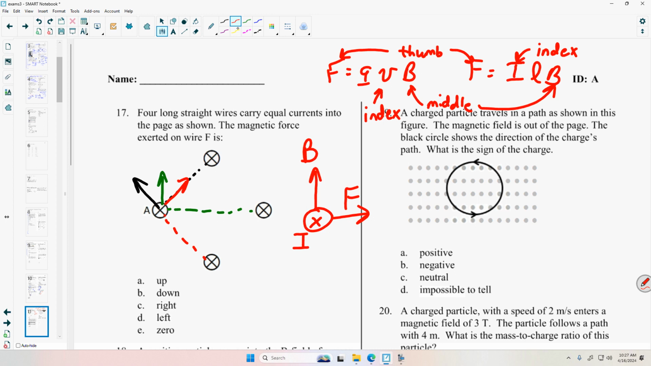Okay? So if you want to write that on your hand, that's fine. So I'd have V and I, F and B. I got that? Okay.